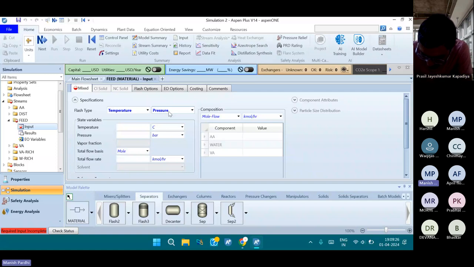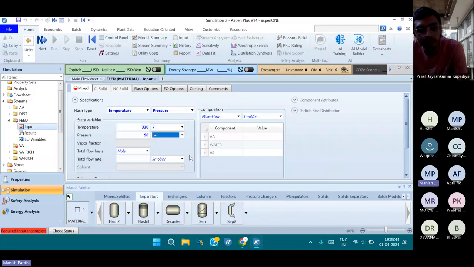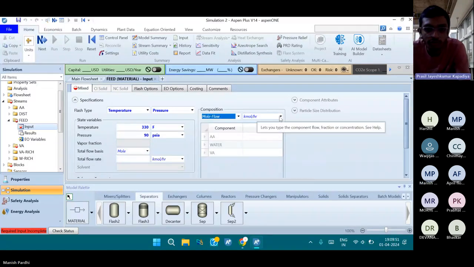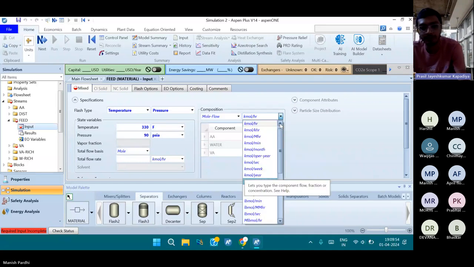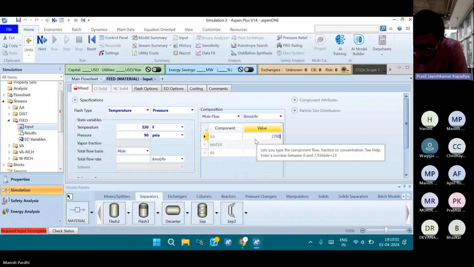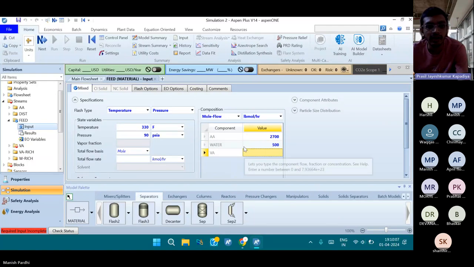Add just 330 Fahrenheit and 90 PSIA. Okay. Now we are given individual flow rate of acetic acid and water in pound moles per hour. Acetic acid is 2700, correct. And water is 500. Okay. Now press okay, next.